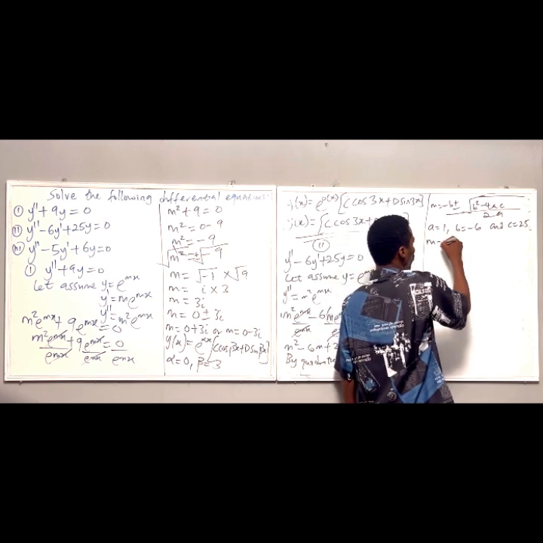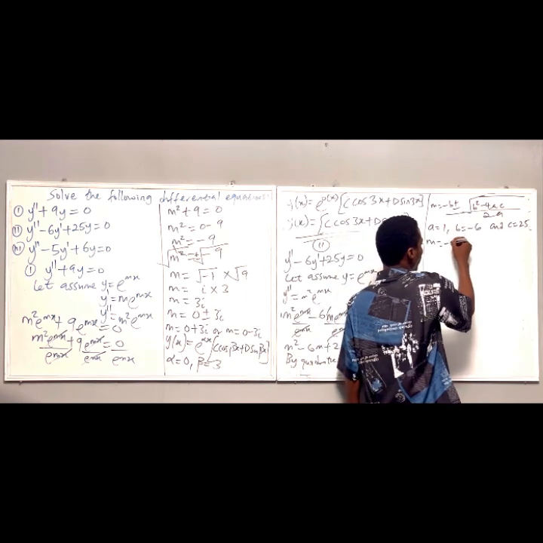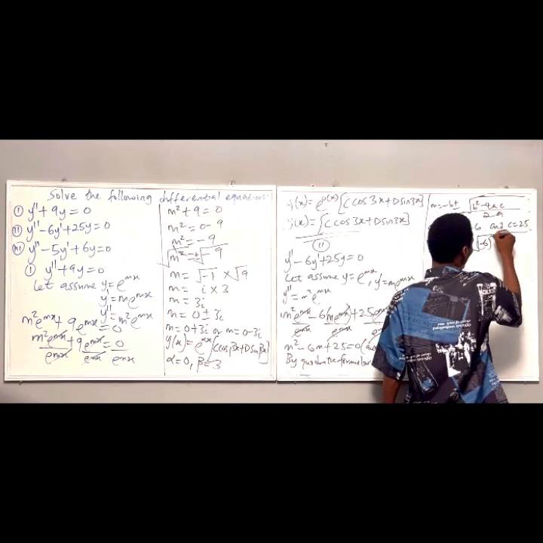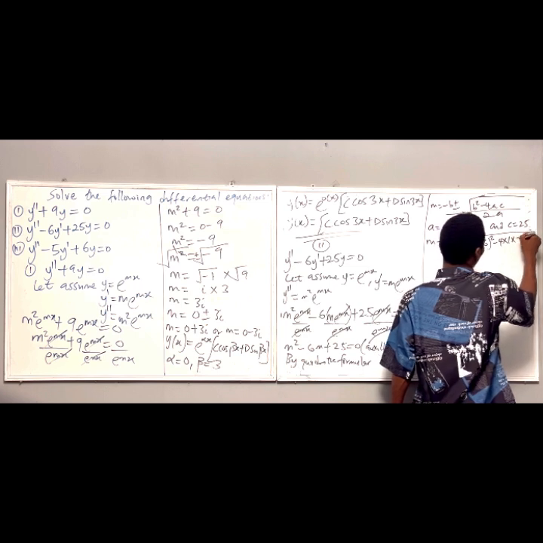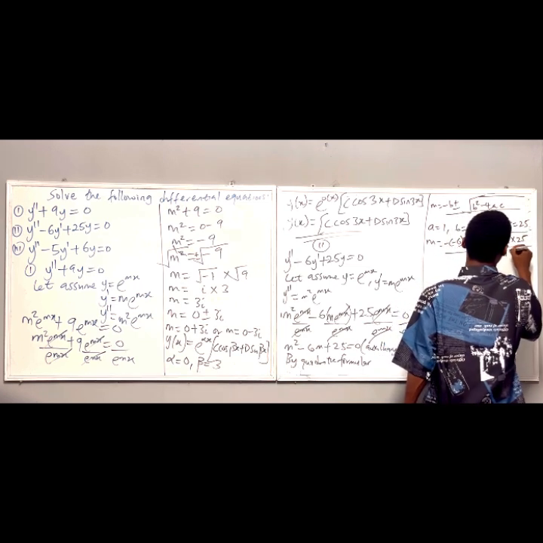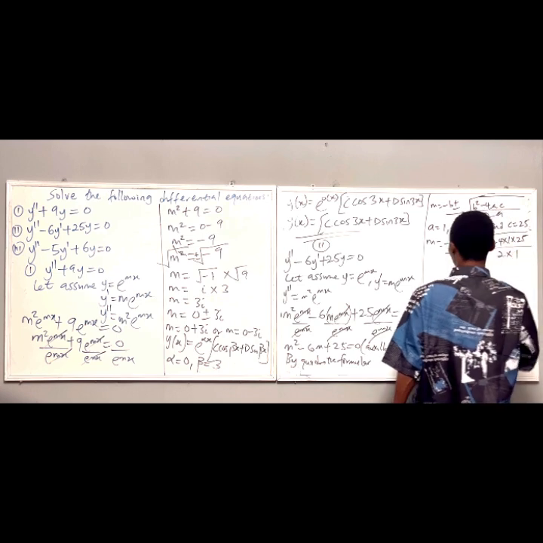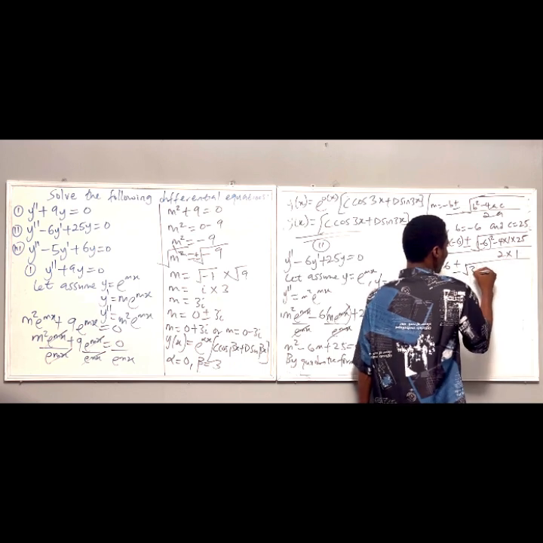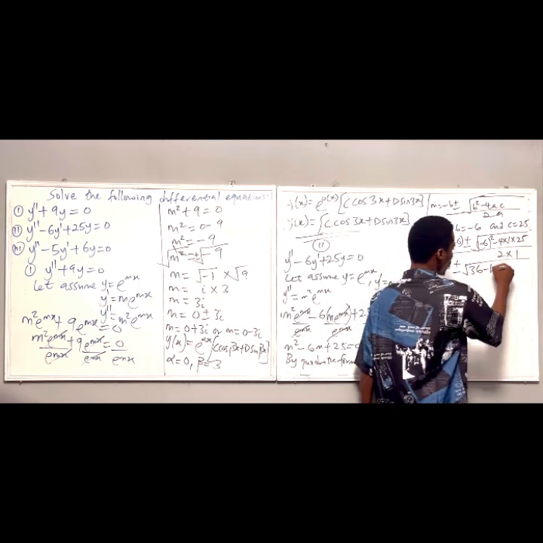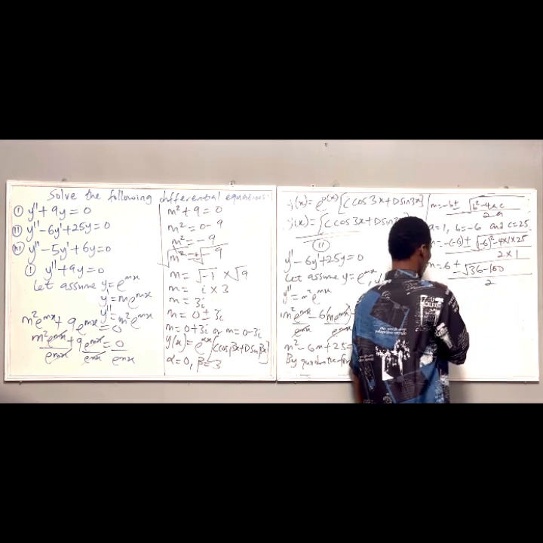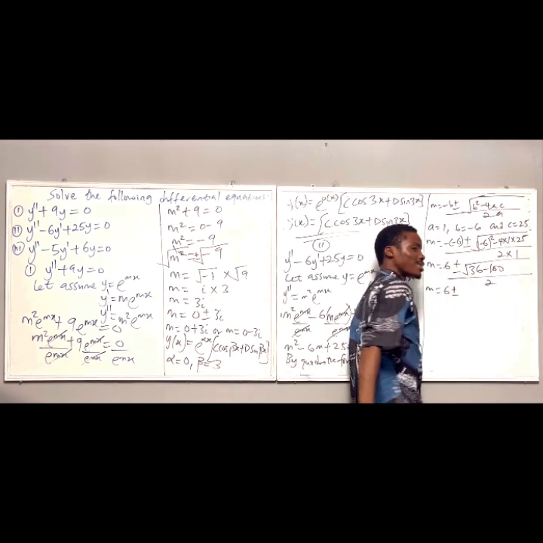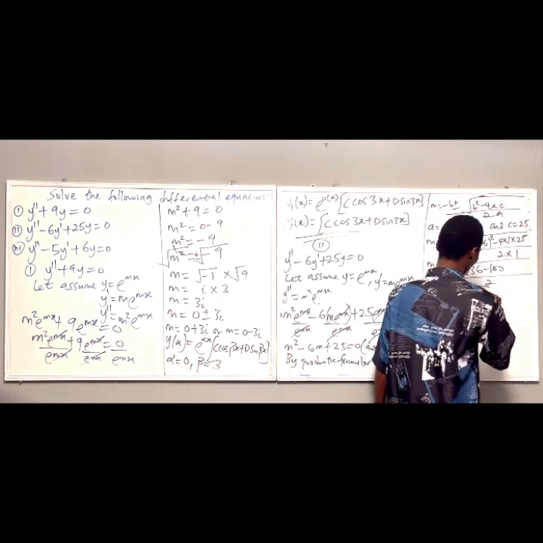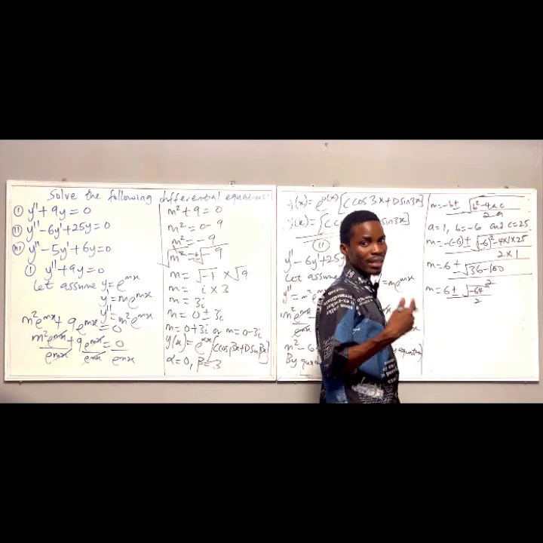So I'm going to have m is equal to minus b, minus minus 6, plus or minus the square root of b squared, which is minus 6 to the power of 2, minus 4 times 1 times 25, all over 2 times a, which is 1. So m is equal to 6 plus or minus the square root of 36 minus 4 times 25, which is 100, all over 2. So m is equal to 6 plus or minus the square root of 36 minus 100. I'm going to have negative 64 all over 2. 36 minus 100 gives negative 64.